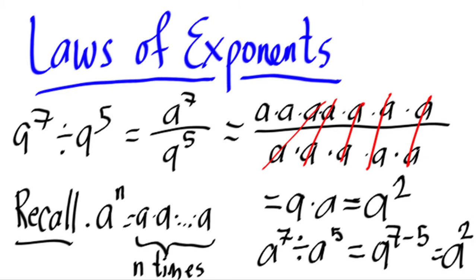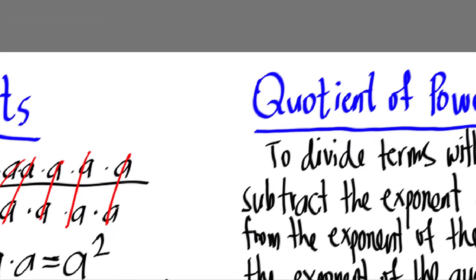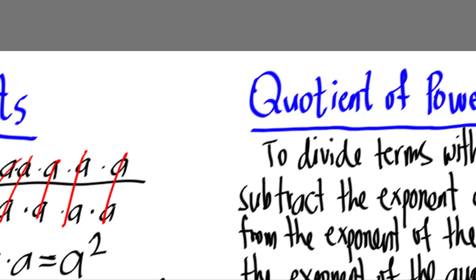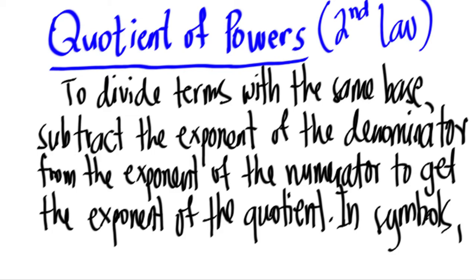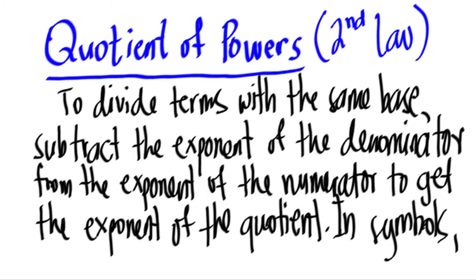Now, this result gives us our second law of exponents in our book. So the second law of exponents is actually called the quotient of powers. This is our second law. Okay, so what does this second law give us? The quotient of powers: to divide terms with the same base, subtract the exponent of the denominator from the exponent of the numerator to get the exponent of the quotient.